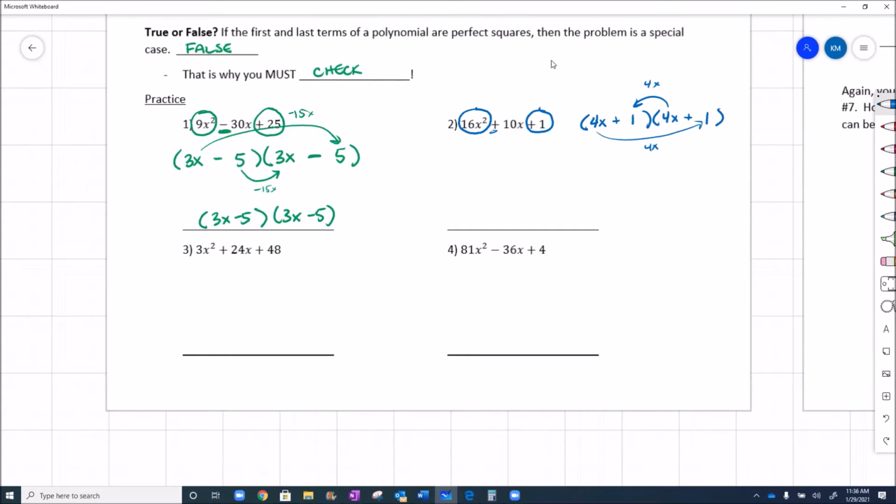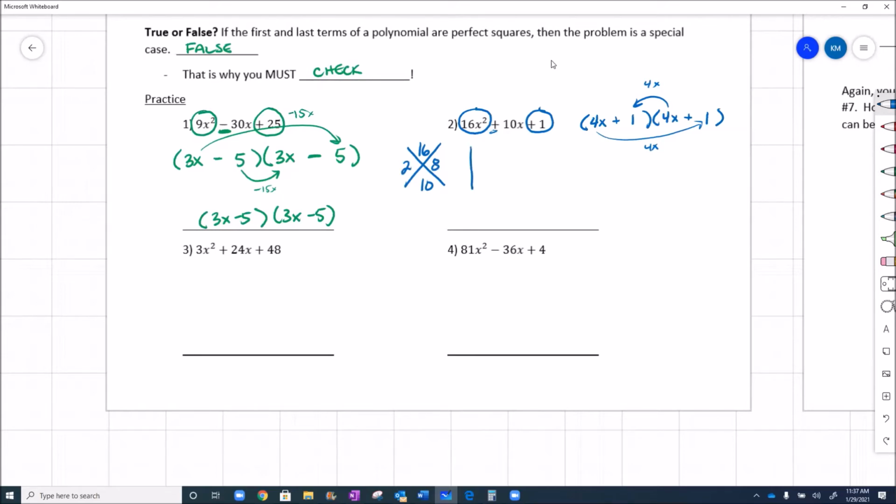You see that that does not match up with this problem, so this is not one of those special cases. In order to do this, we still have to do our X-box. In our X-box, we look for two numbers that multiply to give me A times C, 16 in this case, and add to give me 10. Those two numbers would be 2 and 8.